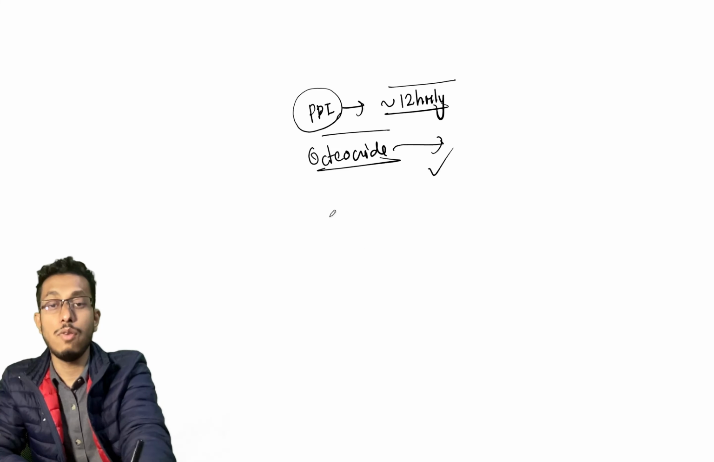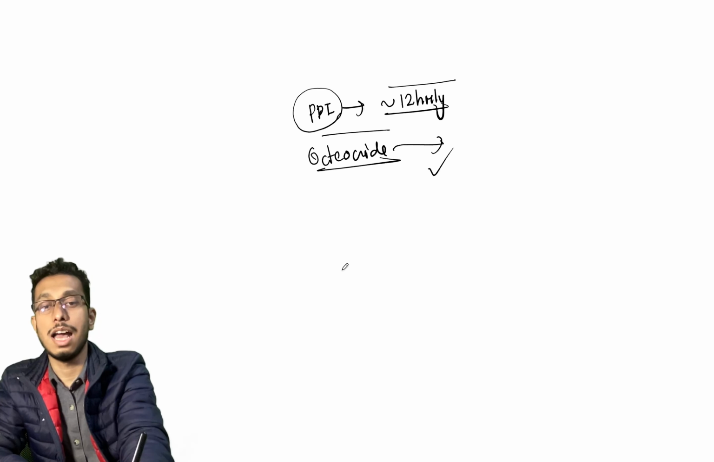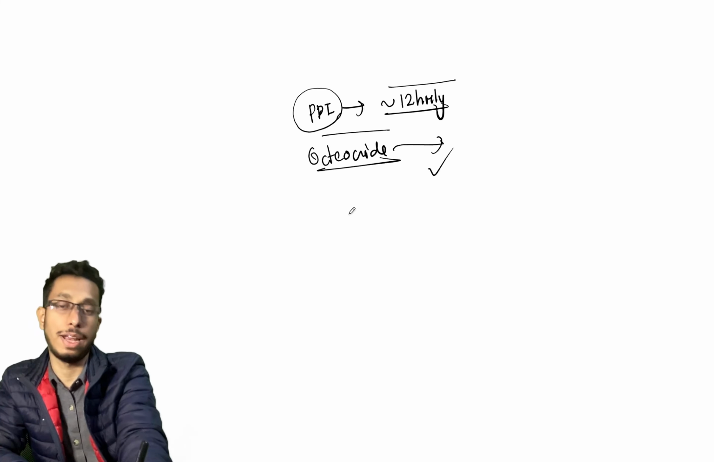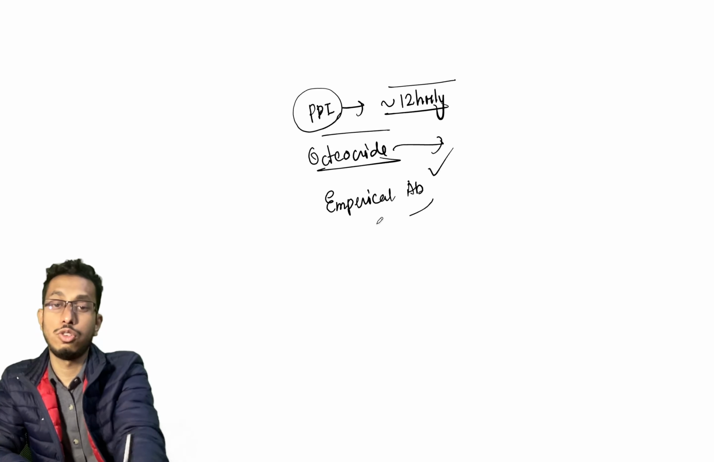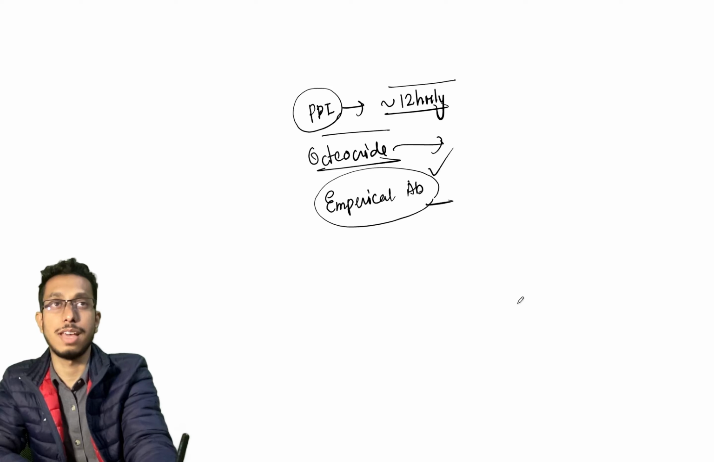Now, blood being a very good culture media and the GI tract containing a lot of pathogens, there is a high chance of growth of pathogenic organisms in the tract and ending up in the bloodstream, resulting in bacteremia. Therefore, empirical antibiotics should be given to all patients of upper GI bleed.